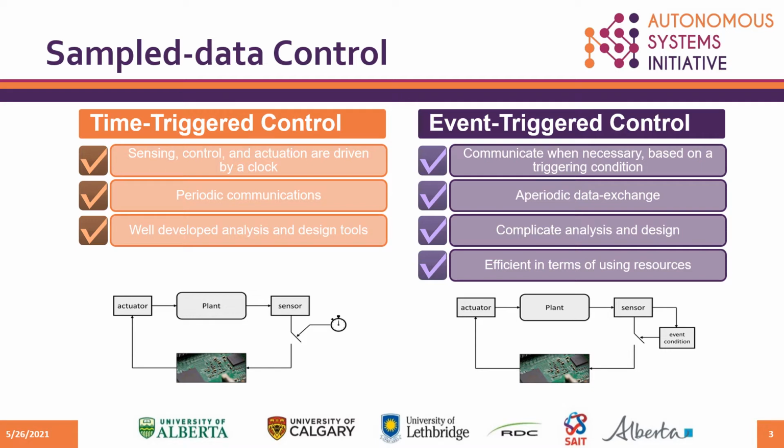In traditional time-triggered sampled-data systems, the sensing, control, and actuation are all driven by a clock, whereas in event-triggered control, the information is exchanged only when necessary, and this necessity is decided based on a triggering condition. As opposed to time-triggered control, event-triggered control results in aperiodic sampling instances, which makes the design and analysis of such systems more complicated. However, the systems are efficient in terms of using communication resources.